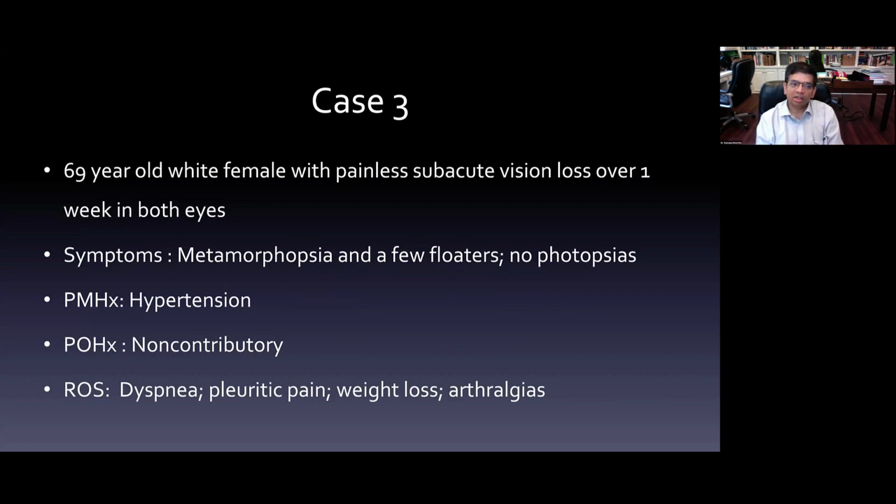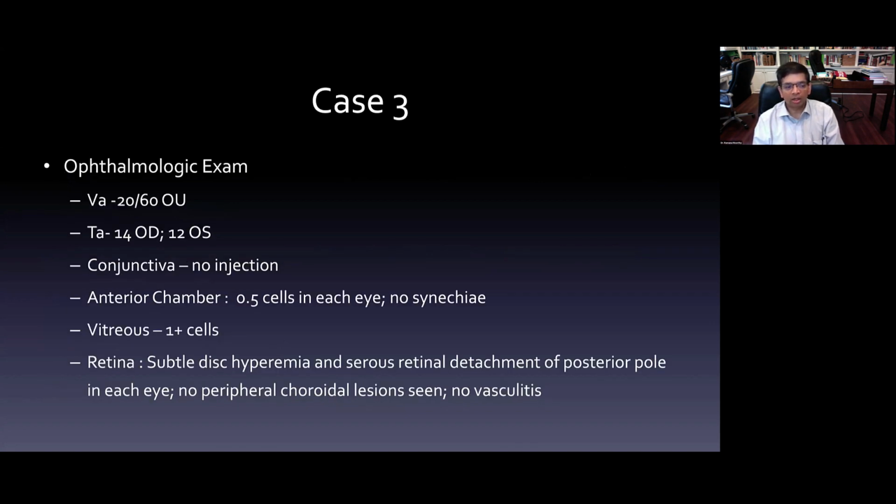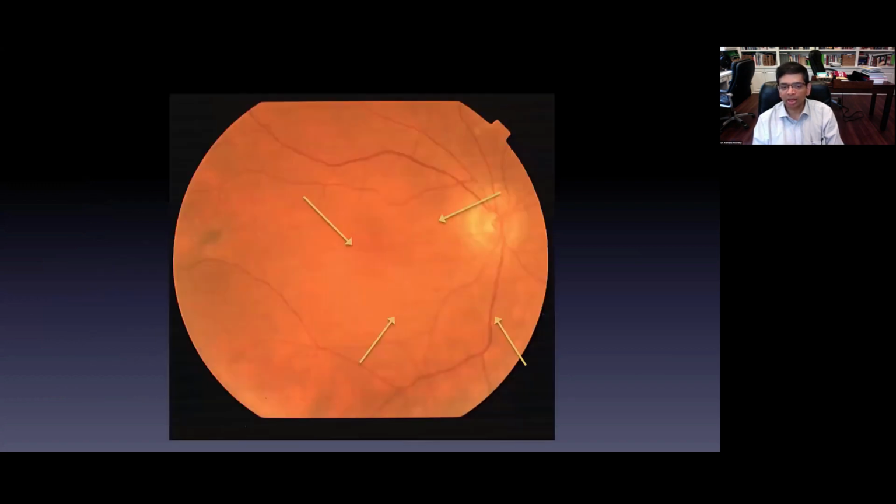Case 3: a 69-year-old white female with painless subacute loss of vision over a week or a couple of weeks in both eyes, metamorphopsia, a few floaters, no photopsias, and she has dyspnea, pleuritic pain, weight loss, and arthralgias. Vision is 20/60 in both eyes, white-looking eyes externally, a few cells in the anterior chamber, but she has subtle disc hyperemia and exudative retinal detachments in the posterior pole. The dyspnea was new. She was having real trouble breathing while I was examining her.